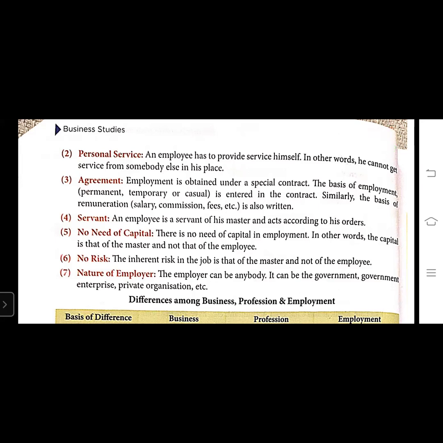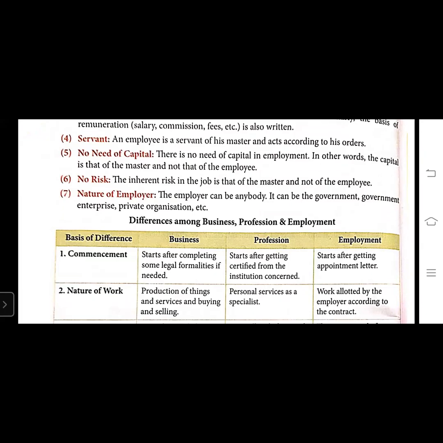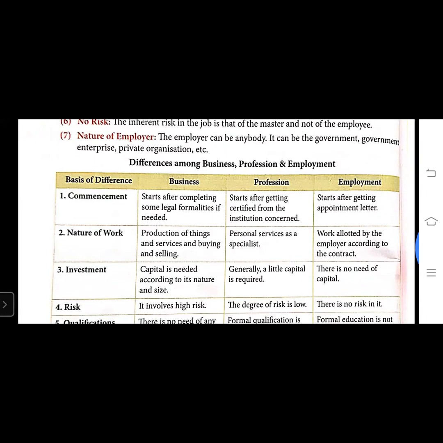Now the next topic is differences among business, profession, and employment. The first basis of difference is commencement. You can easily differentiate these if you understand all things. Business starts after completing some legal formalities if needed. Profession starts after getting certified from the institute concerned. And employment starts after getting an appointment letter.